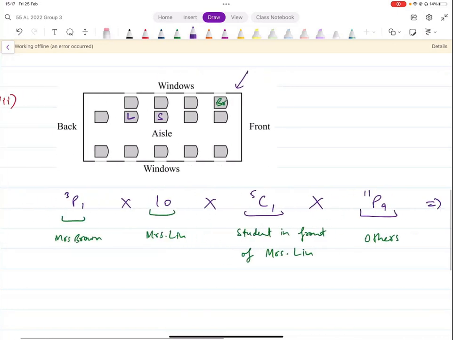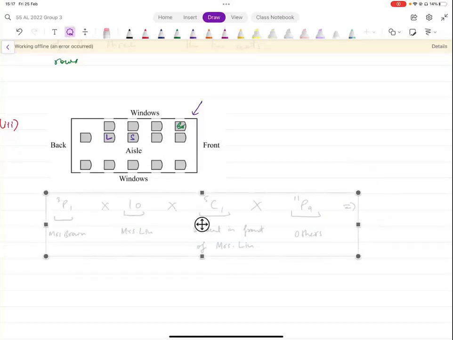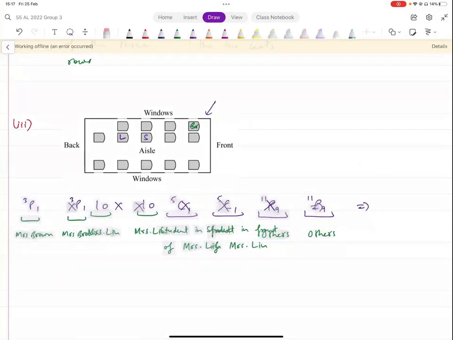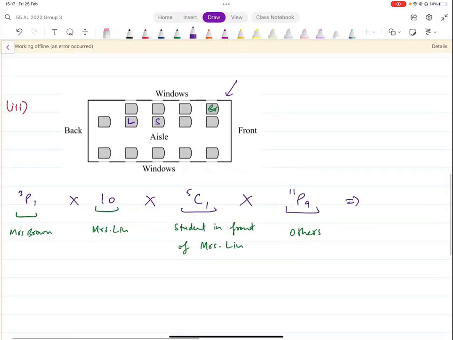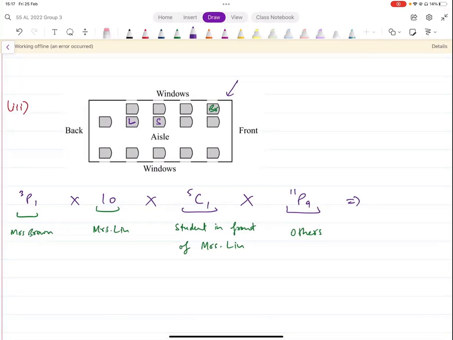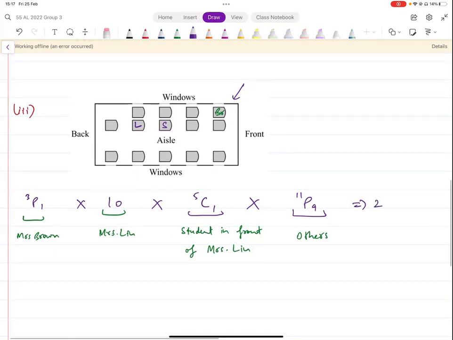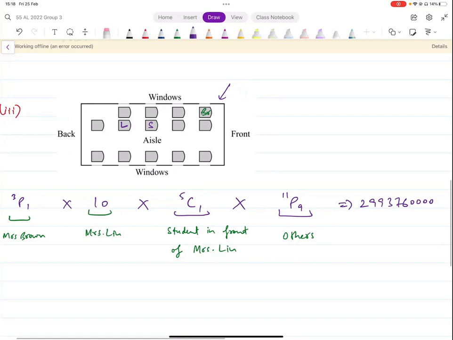Okay, sir, what do we get? Question. Okay, we need to find the probability, what does this come to? Can somebody tell me the result here? 299376000. Four zeros at the end? Yes.